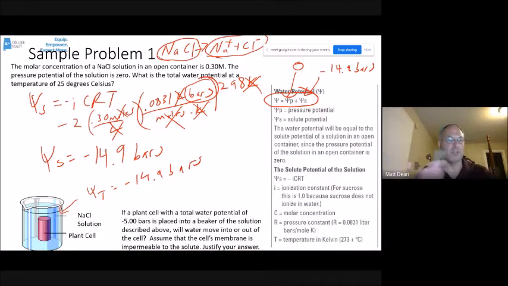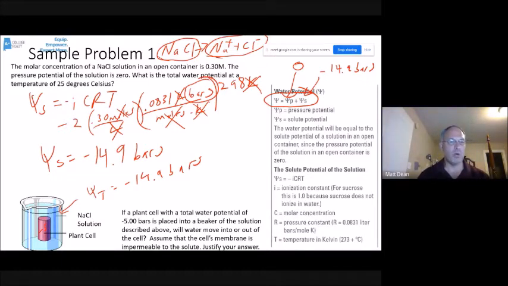So we've answered the first part of the question. But if we go on down: if a plant cell with a total water potential of negative 5 bars is placed into a beaker of the solution described above, will water move into or out of the cell? Assume the cell's membrane is impermeable to the solute. Justify your answer. So inside this cell, the water potential is negative 5.